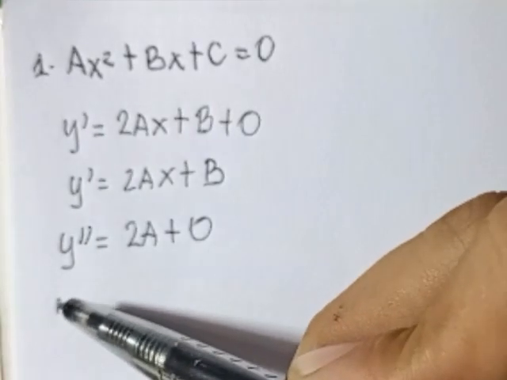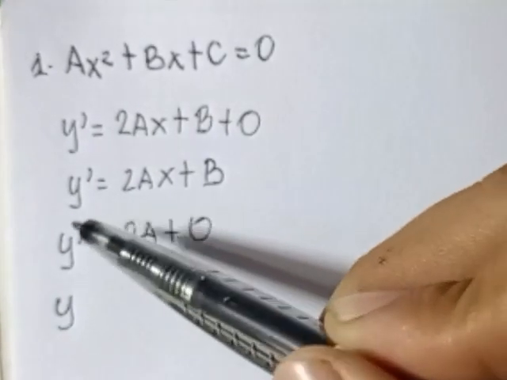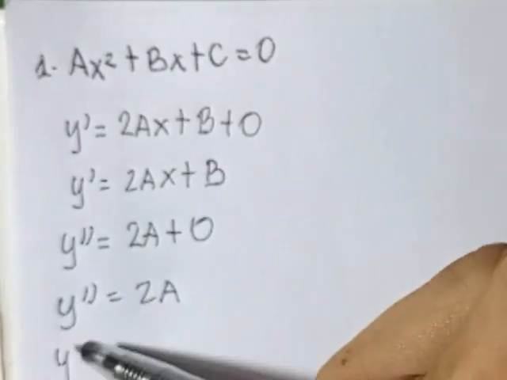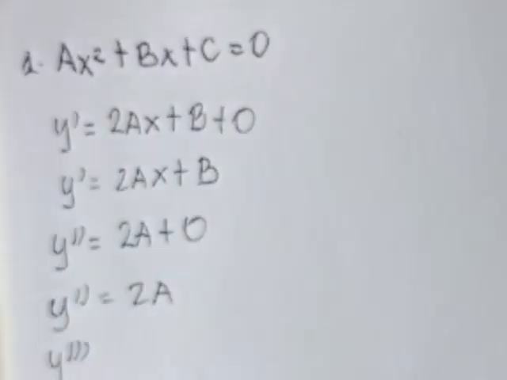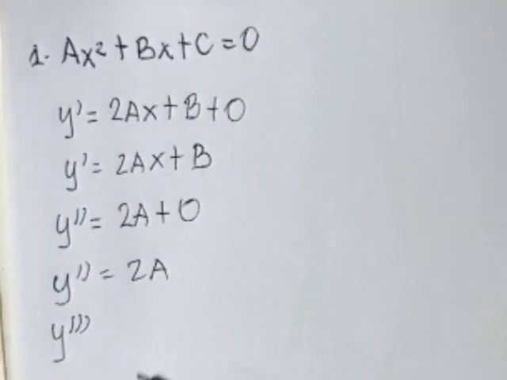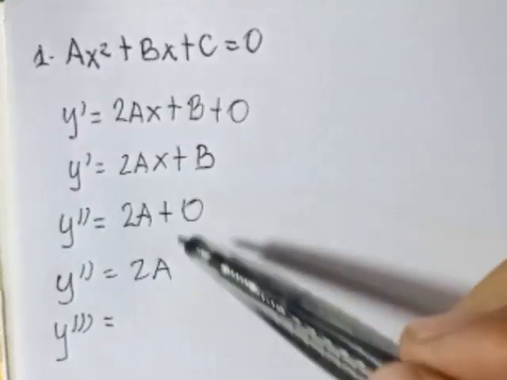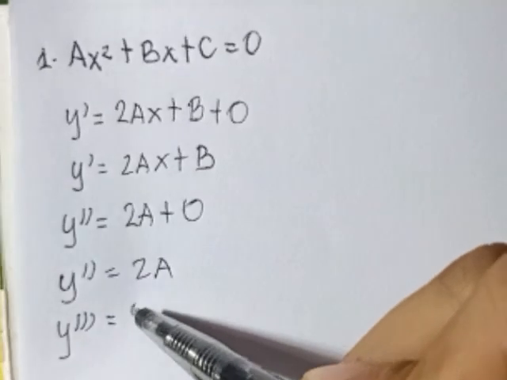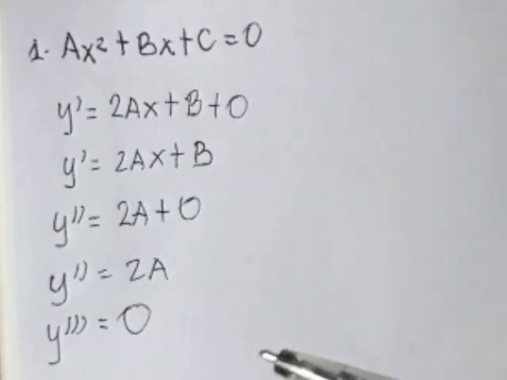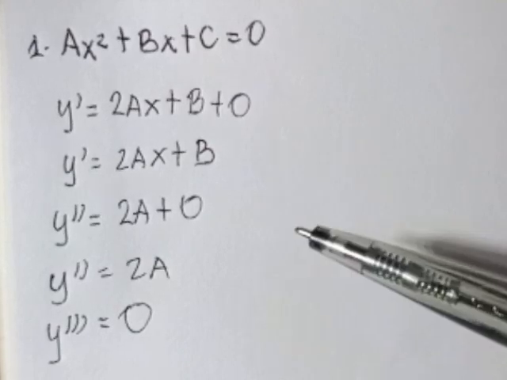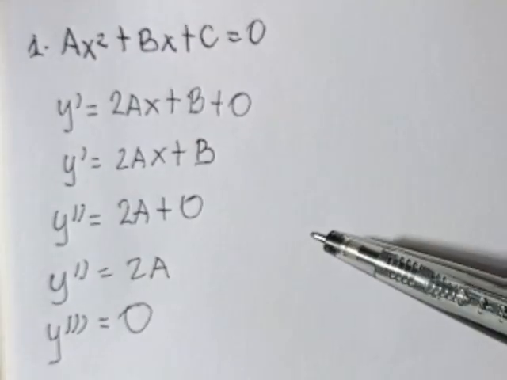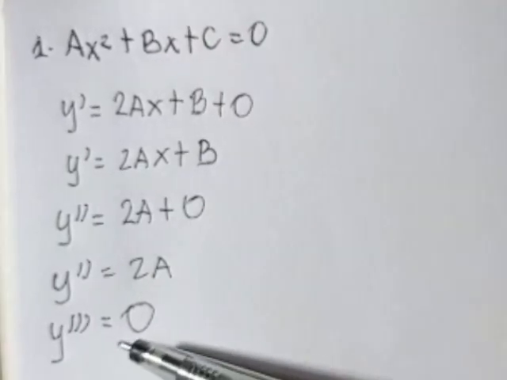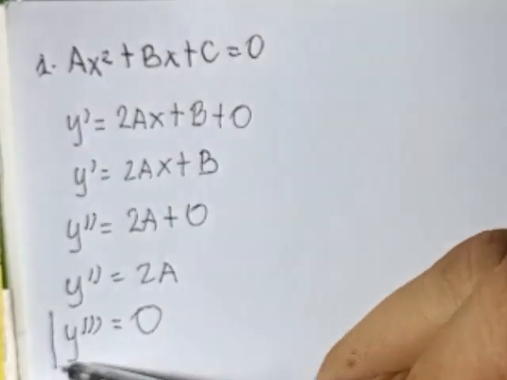So our second derivative here is 2a. Lastly, for the triple prime or the third derivative of this given function, which is the derivative of 2a, we will get 0. So the differential equation that we obtain from the given function ax squared plus bx plus c is equal to 0 is y triple prime equals 0. This is our final answer.